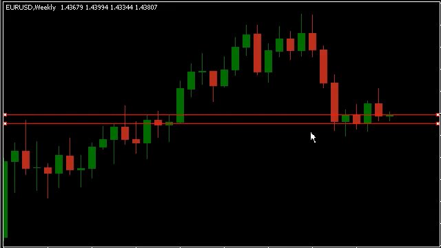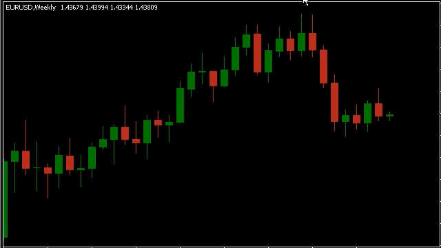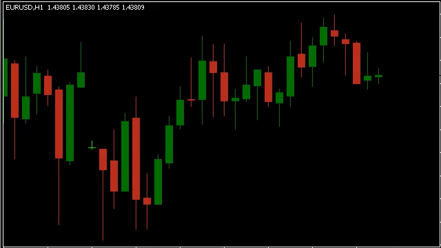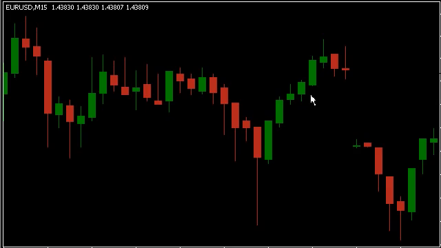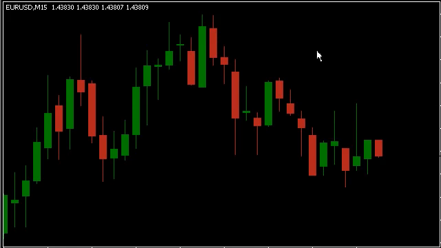For me and for most intraday traders, we'd be doing the same thing, maybe down on the hourly time frame or the M15 time frame. So if we look at the M15, it's going to be a lot harder to draw some support and resistance lines, but I think you get the idea.